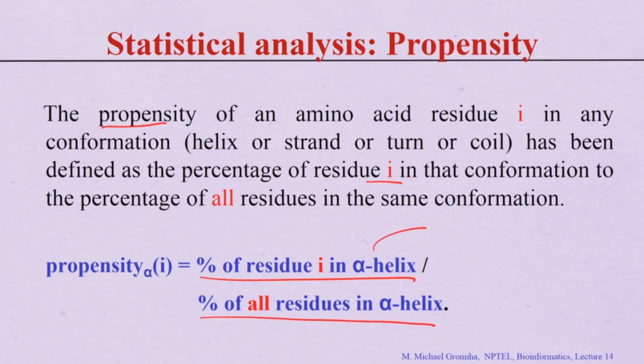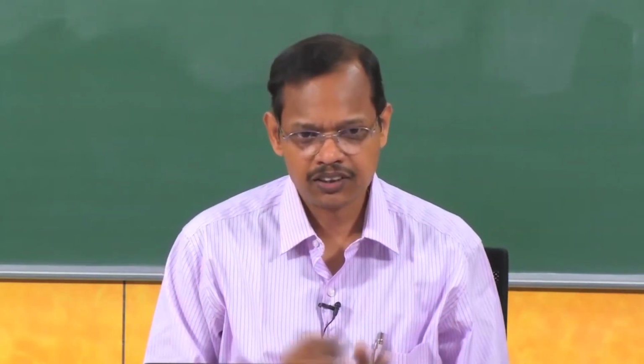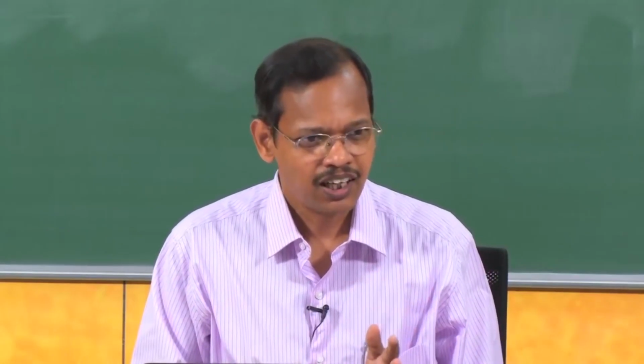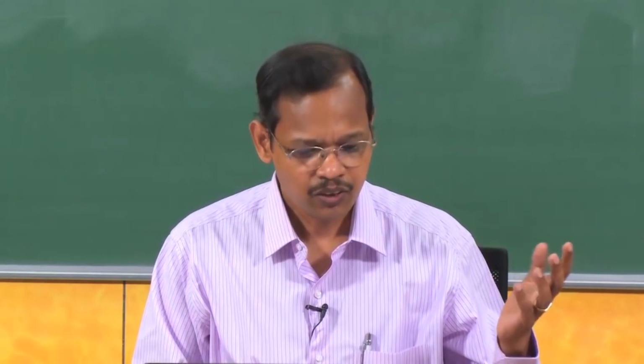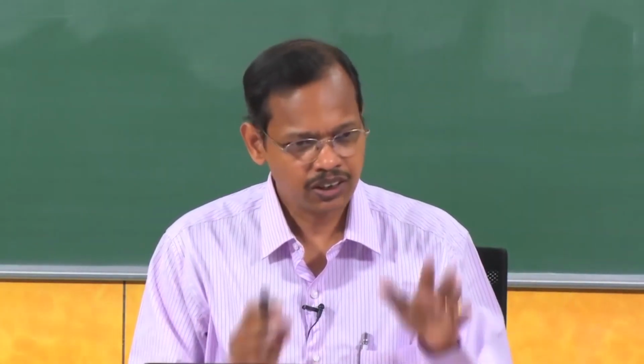How to calculate the percentage of residue I in alpha helix? It is the number of ith residues in alpha helix divided by all the residues of type I. For example, alanine: 10 alanines, and 7 in alpha helix. What will be the percentage of residues in alpha helix? 70%, right.